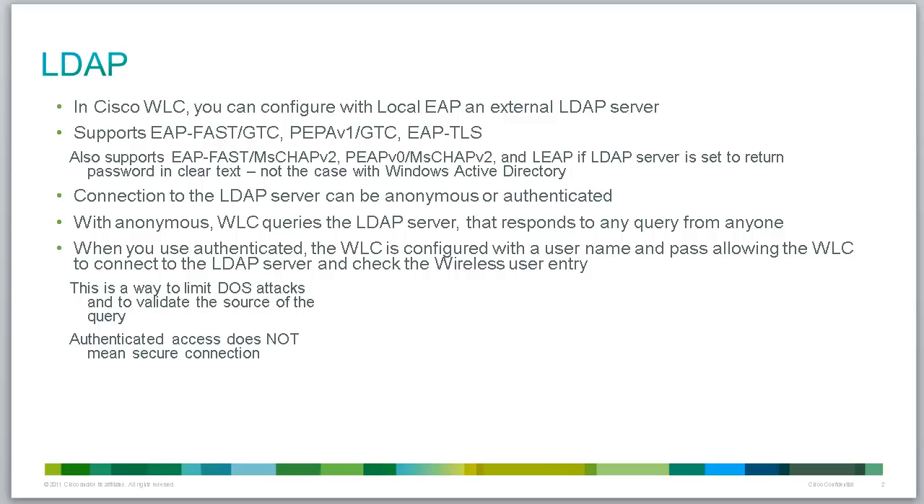You can also use EAP-FAST with MSCHAP-V2 or PEAP with MSCHAP-V2 or LEAP, but only if your LDAP server returns a password in clear text. That may work with OpenLDAP, for example, but it would not work with Windows Active Directory. So if you use Windows Active Directory, like I do in this example, you can only use EAP-FAST GTC or PEAP GTC or EAP-TLS.